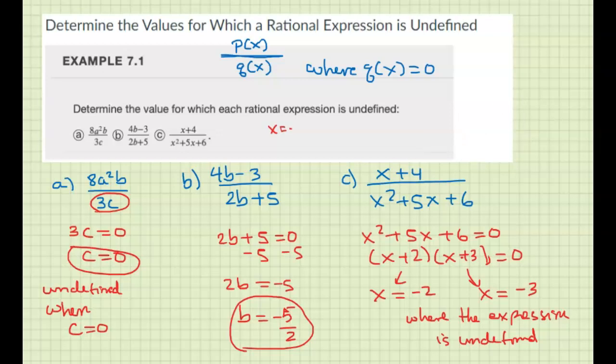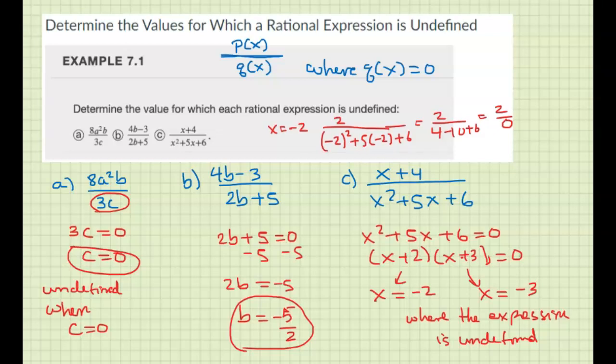Alright, so let's backtrack a bit. Let's plug in x equals negative 2. So we have negative 2 plus 4 gives me positive 2. Then negative 2 squared, 5 times negative 2 plus 6. We get 2 over 4 minus 10 plus 6. This gives me 2 over 0. Okay, so that's why this is on the list. Negative 2 makes it undefined because you're dividing by 0.